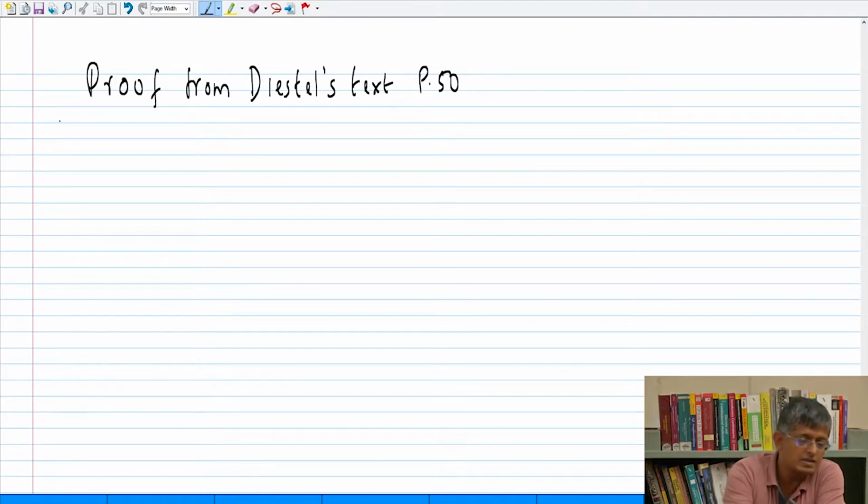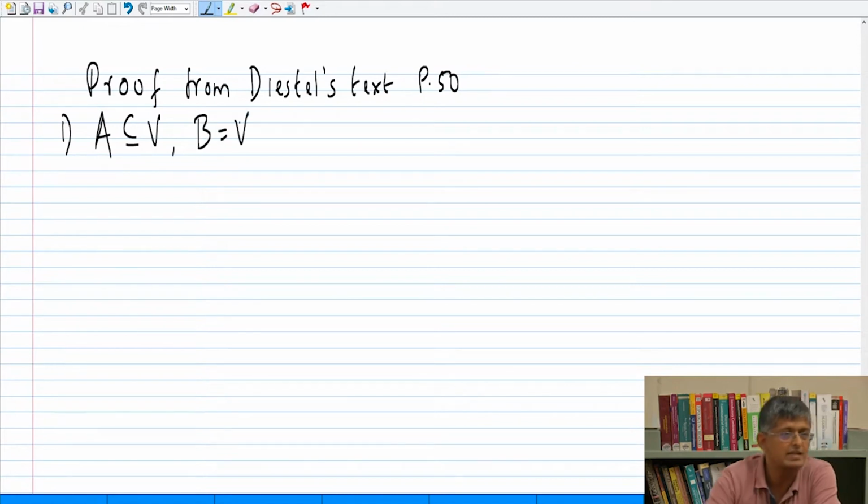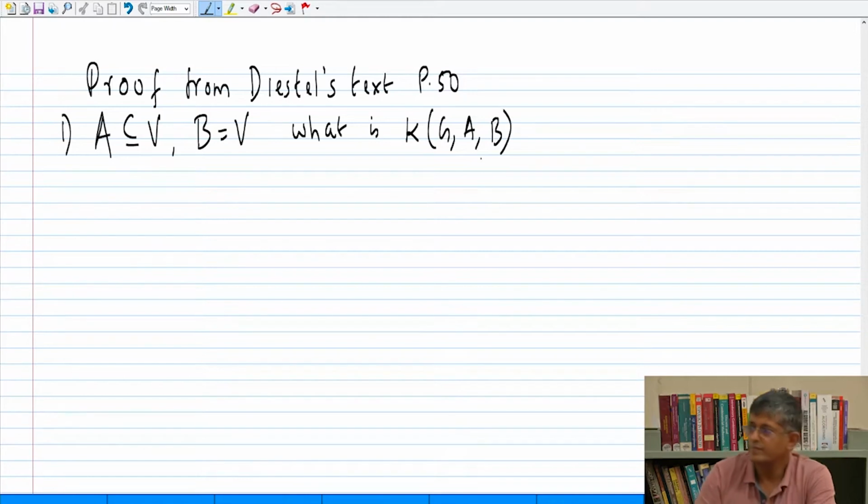So, the first one is A is a subset of the vertex set and B is the whole vertex set. This is just becoming familiar with the way problems are approached with respect to this particular problem, right? Because in the statement of the theorem, I said A and B are two arbitrary subsets of the vertex set. So, what if A is a subset of the vertex set and B is the whole vertex set itself? What is the vertex connectivity?